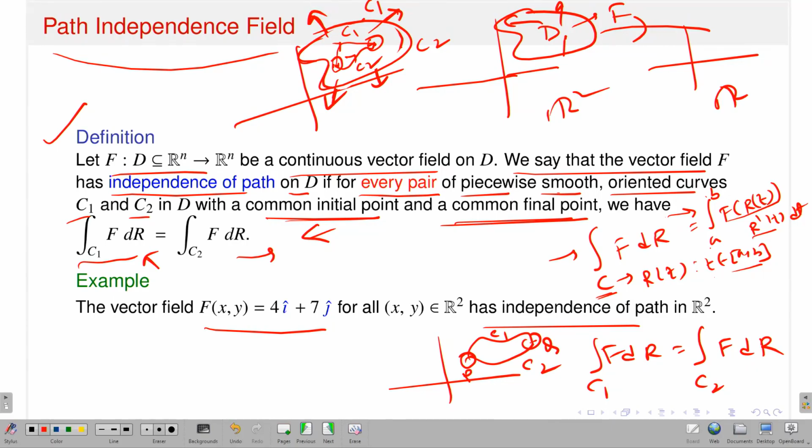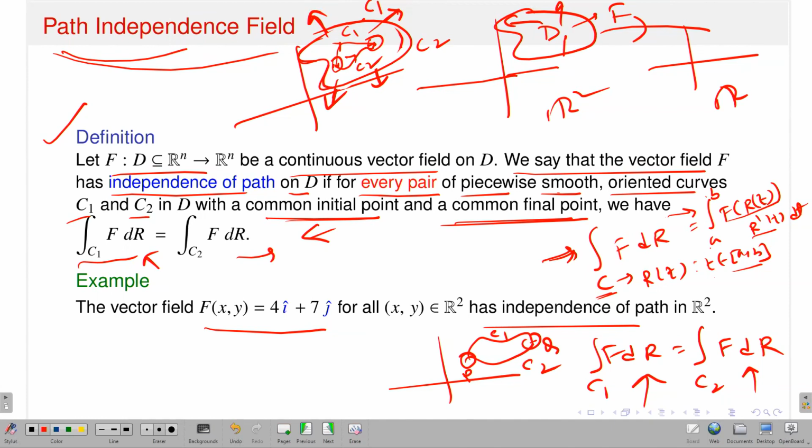Once I have a curve C1 with initial point P and final point Q, and take another curve C2 with initial point P and final point Q, you need to know the parameterization. Then, by definition, you can calculate this integral as well as that integral, and you will see both values are the same. Therefore, it is actually independence of path. So, that is why this is the definition of path independence.